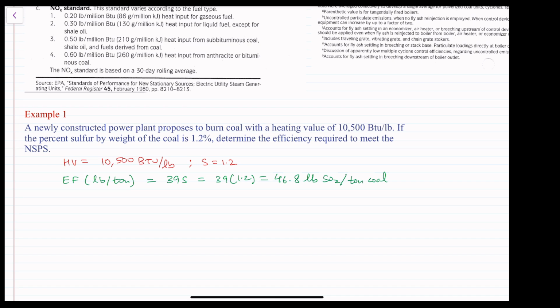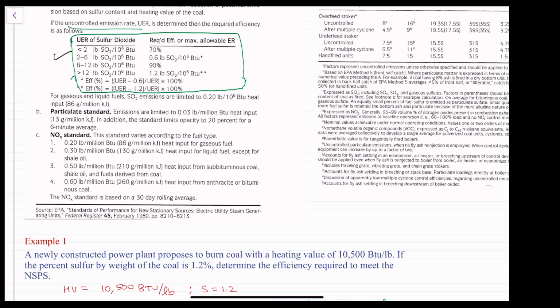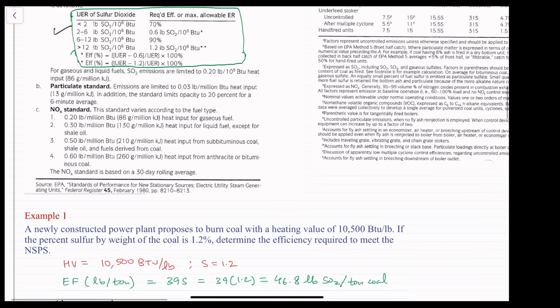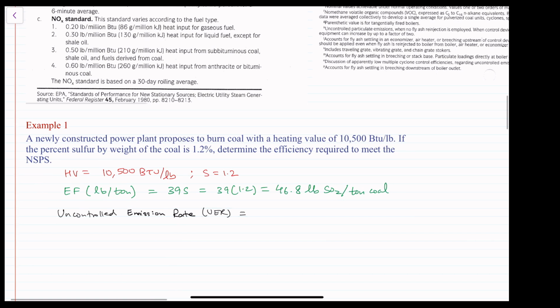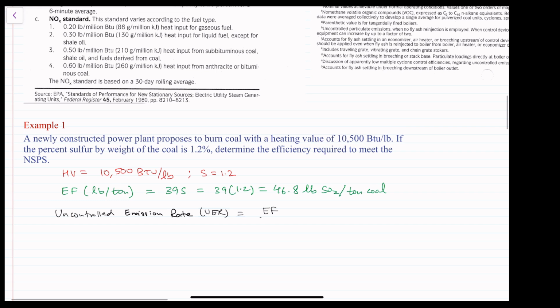Now, the uncontrolled emission rate, UER, we need that. Because finally we need to look at this table. And in this table, we need to find the UER to see what control efficiency is needed for us. So the uncontrolled emission rate, UER, is equal to the emission factor divided by the heating value.